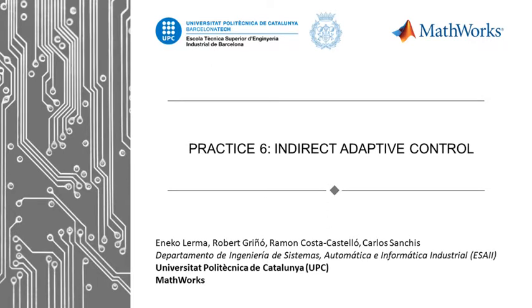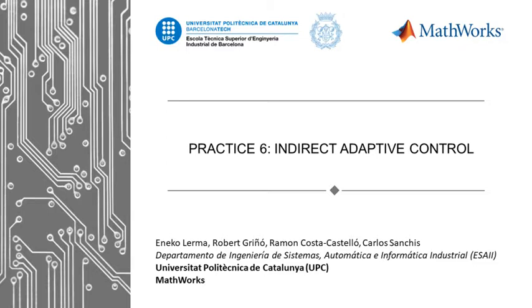Hello. In this last video, we will analyze and design some indirect adaptive controllers. An adaptive controller can be described as a controller that can modify its response behavior when the dynamics of the process change. So, an adaptive controller can be stated as a controller with adjustable parameters and a mechanism for adjusting the parameters. In this sixth practice, we will design an indirect self-tuning regulator for velocity and position control.